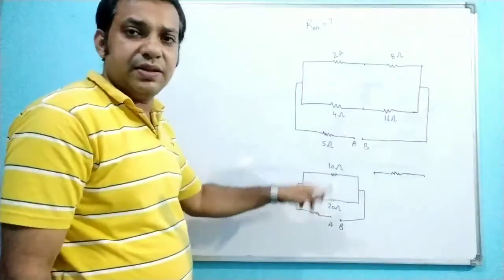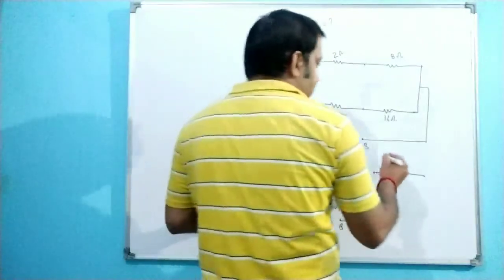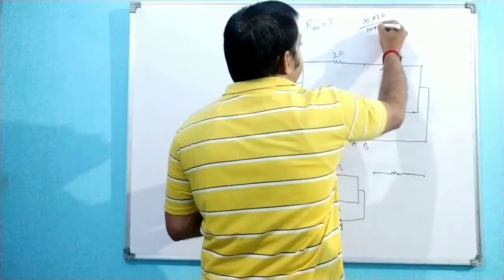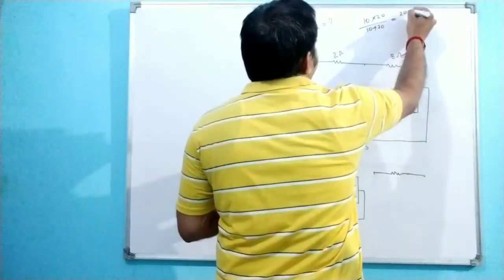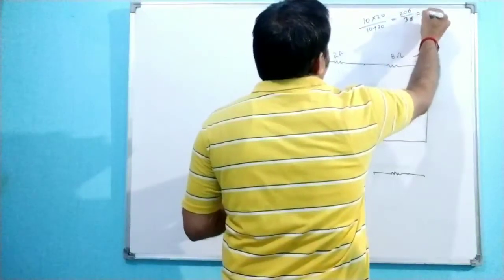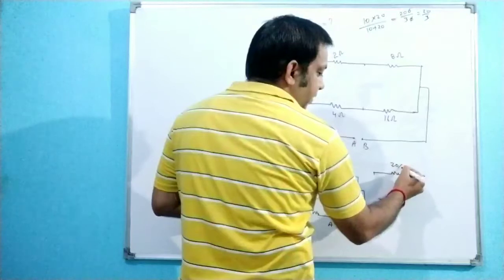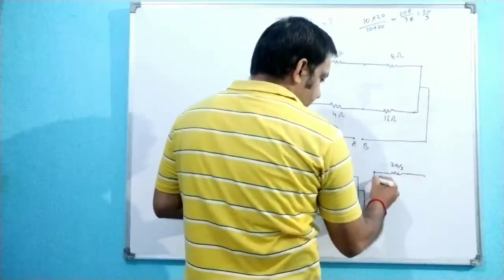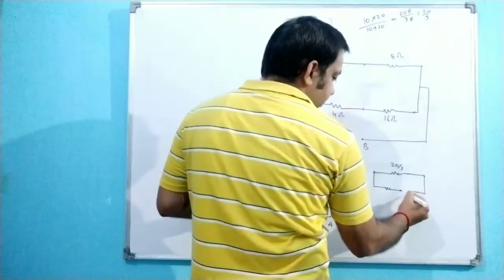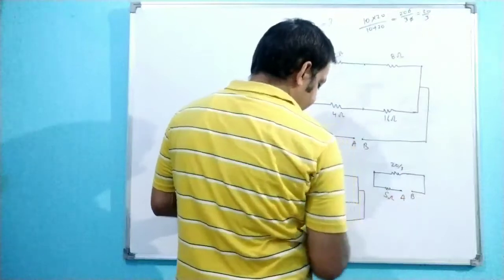You know that these two are in parallel combination, so R1 R2 upon R1 plus R2. So simply you will get 10 into 20 divided by 10 plus 20. So you will get 200 divided by 30, or you will get 20 by 3 ohm. So in place of these you can use a 20 by 3 ohm resistor, and that is connected with A and B, and this is your 5 ohm resistor.